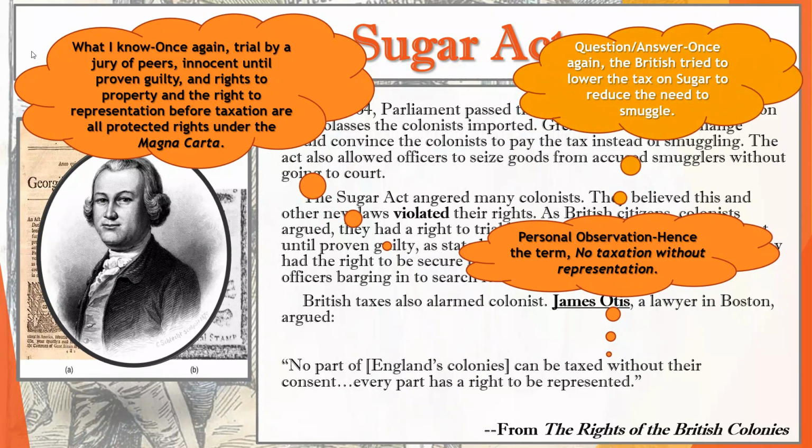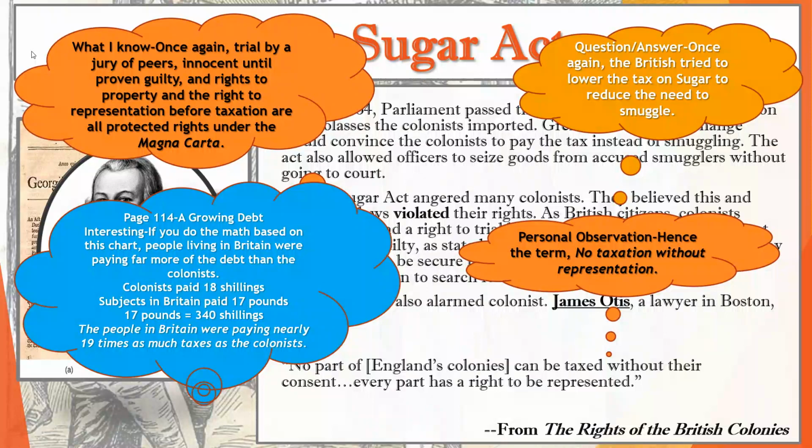Once again, the British tried to lower the tax on sugar to reduce the need to smuggle. But there's a problem here. There's an attitude problem. The colonists don't even like British laws regarding taxation. So they continue to smuggle. They're still angry, still resentful and hostile to these British laws. It still goes on. And note this thing that officers can seize goods from accused smugglers without going to court. Accused smugglers means they could take their goods without even going to a trial. So that was a great violation, a major violation of both the Magna Carta and the English Bill of Rights.